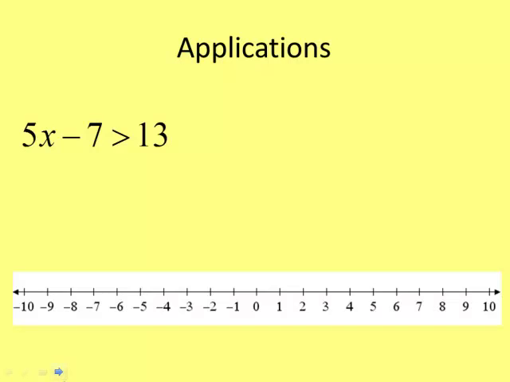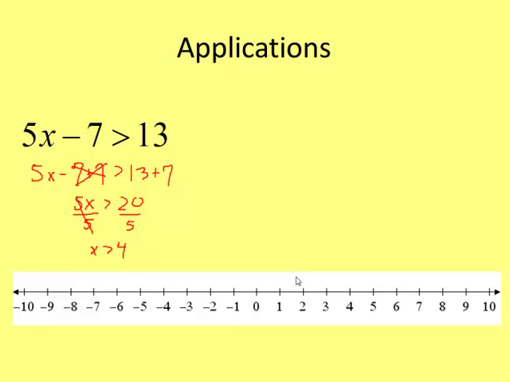Okay, so applications that this is used for would be like this. If we have this inequality, to solve this, we would add 7 to both sides, so we have 5x minus 7, but we have to add 7 to both sides. Then minus 7 plus 7 is 0, so that's gone. Now we just have 5x is bigger than 20, and we would divide both sides by 5. So then we get x is bigger than 4.